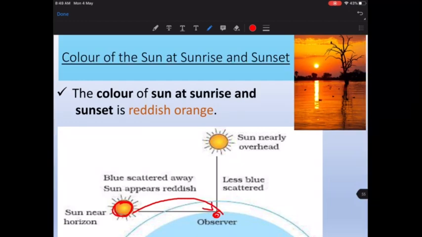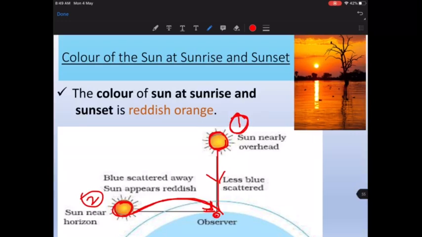But when the sun is right at the top of our head, at the first position, the sunlight will only travel straight. So when it travels straight like this, it travels a lesser distance. But during the evening and in the morning, the sunlight is traveling a much larger distance compared to when the sun is in the first position. Okay, so this is the second position. This is during sunset and sunrise.